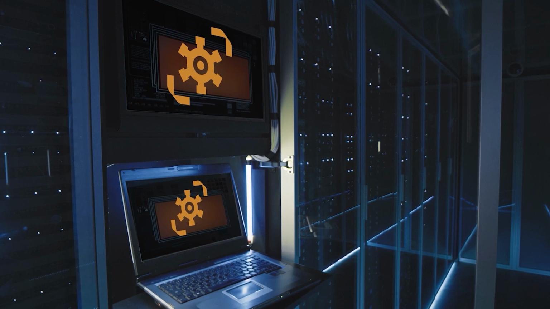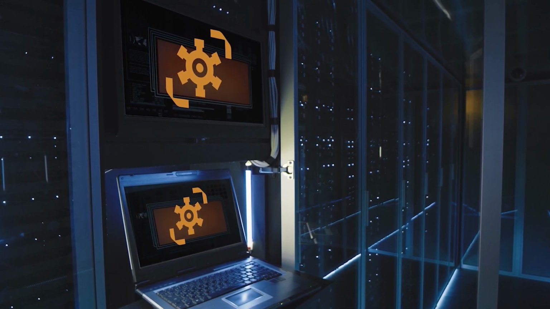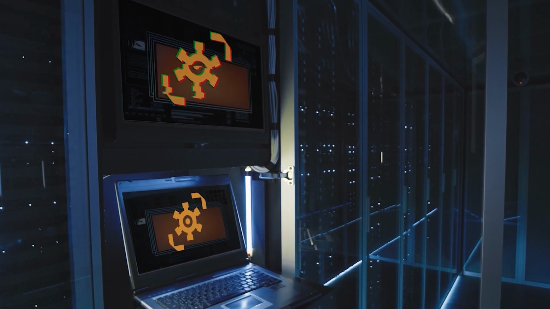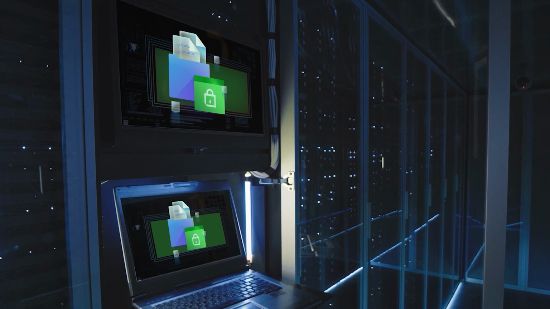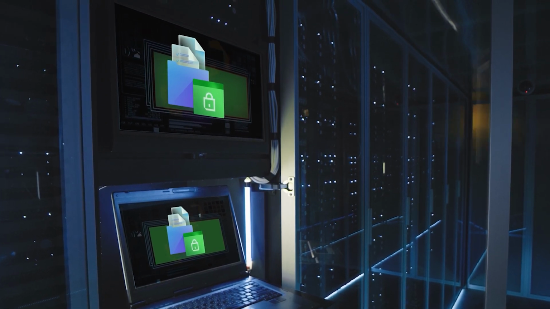Always assume a breach. Treat data and backups as potential targets. Implement immutable backups, backups that cannot be changed or altered. By applying these zero trust principles, your organization is well on its way to becoming more data resilient.